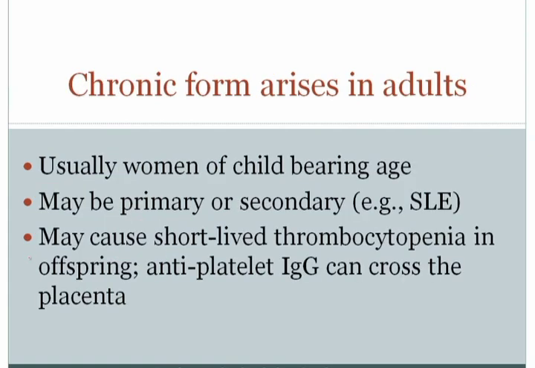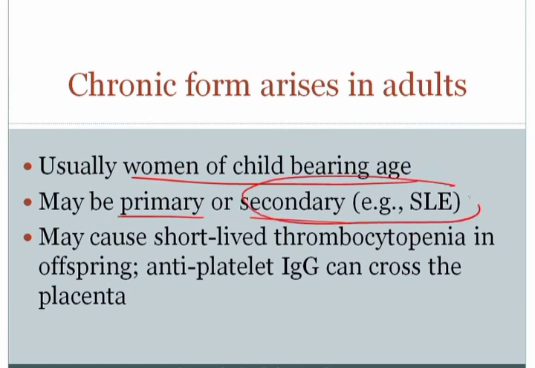In the chronic form, which normally arises in adults, this is classically seen in women of childbearing age. Again, it's an autoimmune type of disorder, and it can be primary or secondary. Primary, we don't really know the cause, and secondary, it's associated with another disorder, for example, lupus.